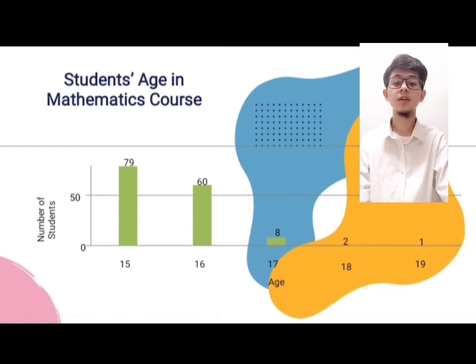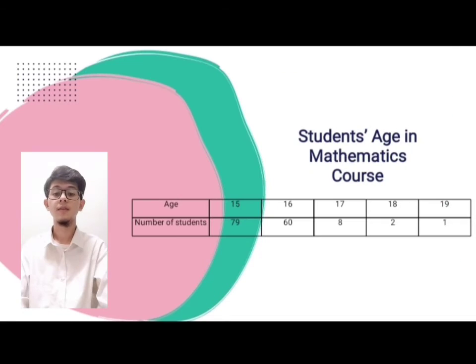Students' age in mathematics course. From the figure, we can conclude that the number of students aged 15 years old is the highest, which is 79 students, while the number of students aged 19 years old is the lowest, which is only 1 student. From the table, we can conclude that the number of students aged 15 years old is the highest, which means the mode of age of mathematics student is 79.